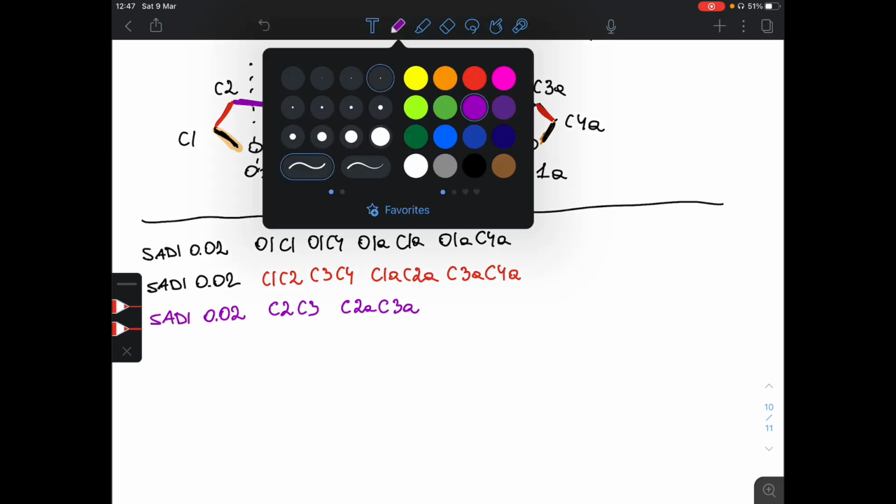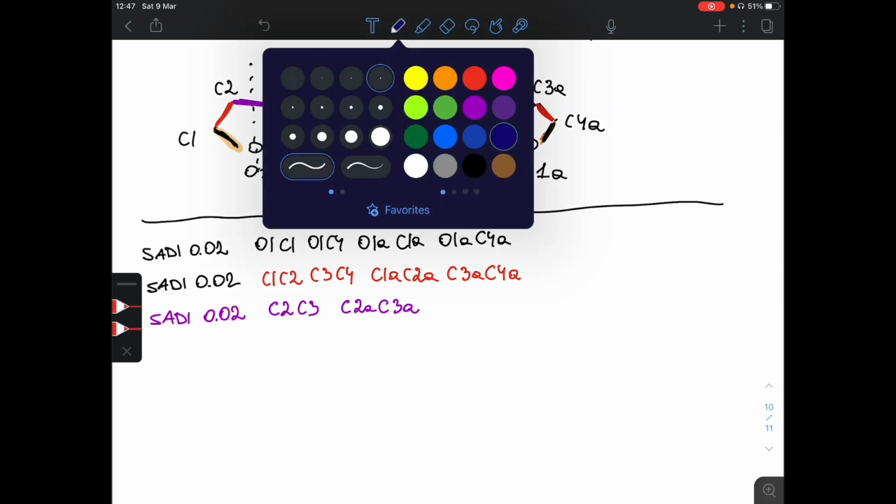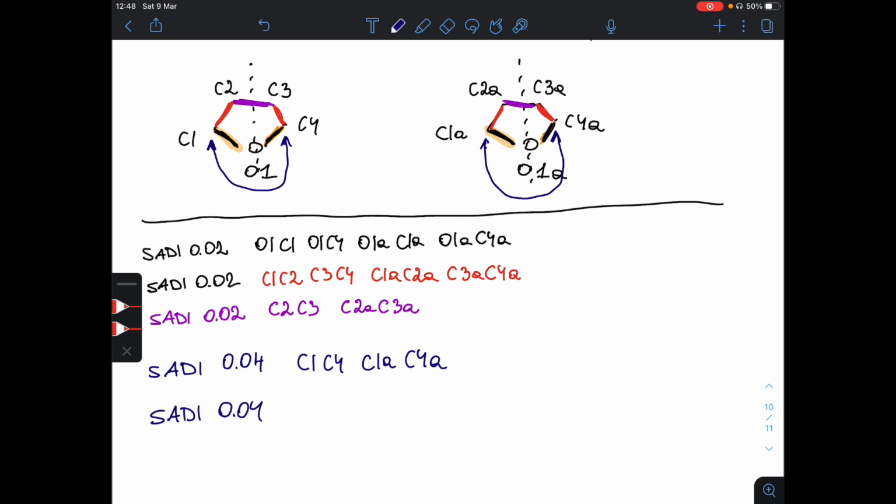Okay, now let's take care of the 1,3 distances. So what kind of distances are we dealing with? For example, the distance between C1 and C4 and C1A, C4A, right? Let's write it down. SADI 0.04, because uncertainty is larger, because it's a 1,3 distance. C1 C4, C1A C4A, right?